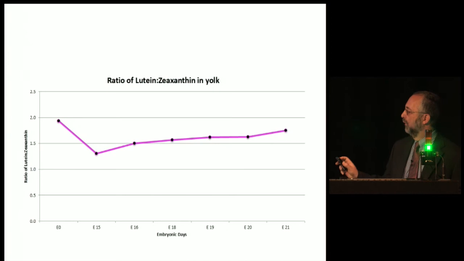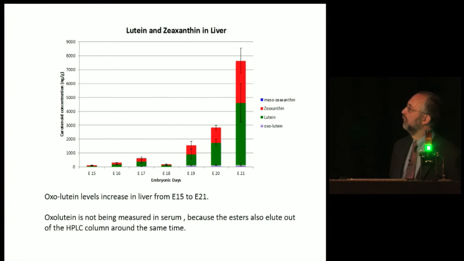The liver is where a lot of carotenoids are delivered, obviously very late in development of the bird in terms of the embryonic day. This E22 or E23 is hatching. You can see here that, again, we see lutein and zeaxanthin building up quite well. Oxolutein, the oxidized compound, appears relatively late in development here. Absolutely no detectable meso-zeaxanthin ever in the liver throughout all of these. And these are five birds per time point here.